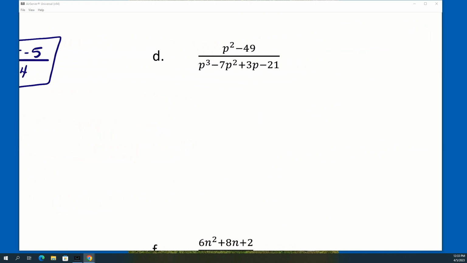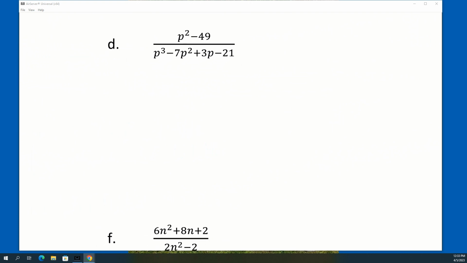So we're going to start D off the same way. We're just going to go ahead and take the numerator, p squared minus 49, and we're going to factor it. Now, if you don't feel super awesome about factoring, you might want to keep this guy out from the last couple days. But when there's 2 terms, there's 3 things it could be: difference of squares or the sum or difference of cubes. So what are these?